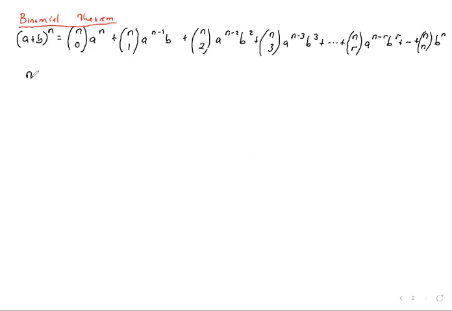So let's define the general case. n choose r as n factorial over r factorial, and then n minus r factorial. Now this definition holds when n is greater than or equal to r. Okay.